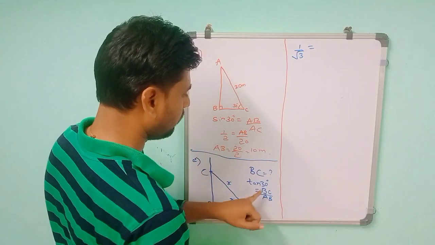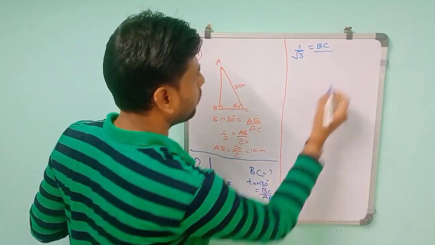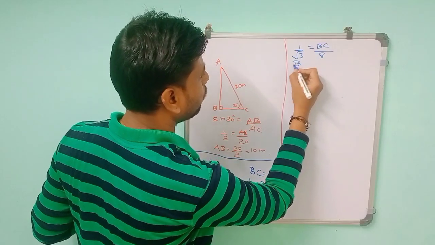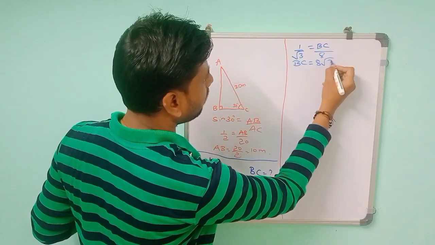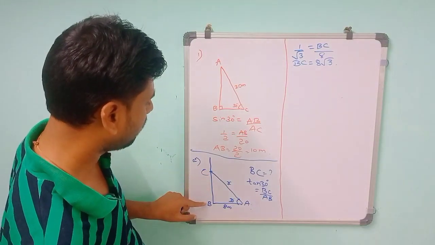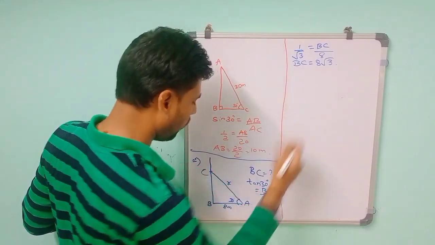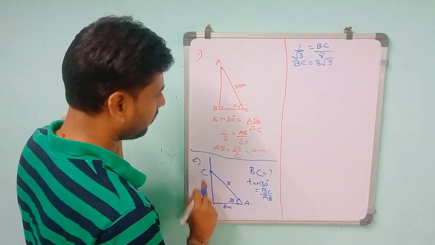This is equal to BC. AB we know that is 8. So BC is equal to 8 root 3 we got. This is from the broken part to the downside of the level. Then we want AC. So for AC, opposite by hypotenuse.